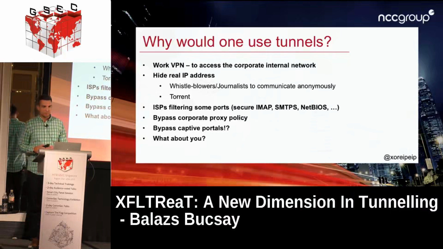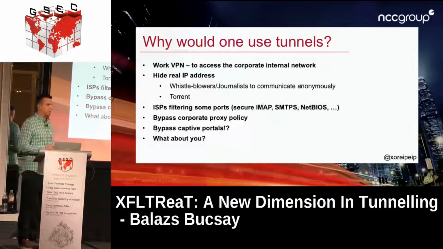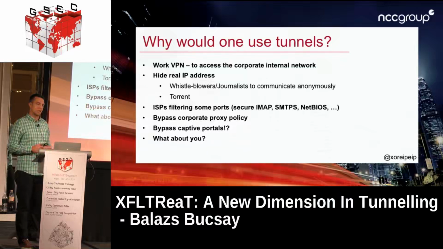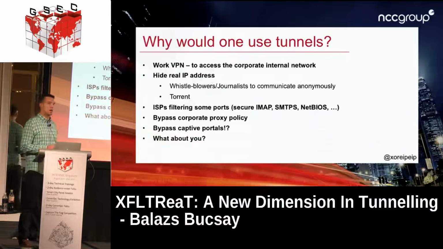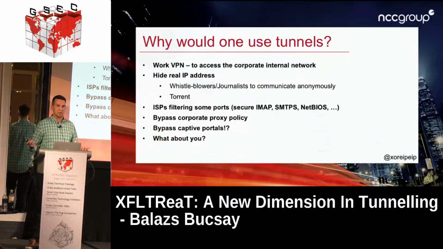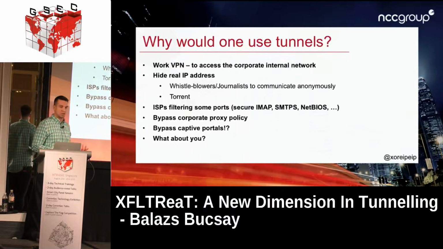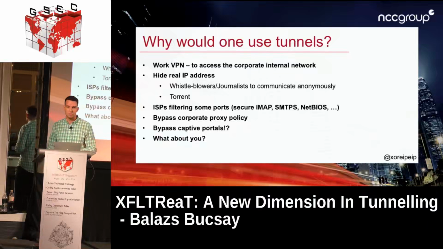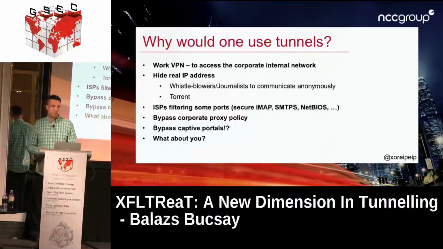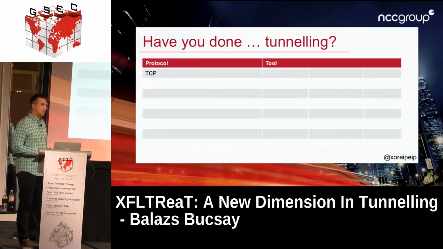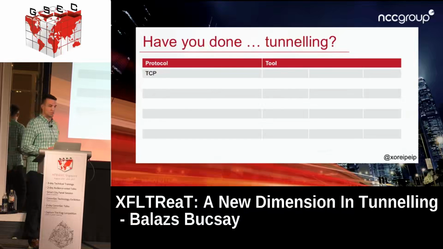I personally use VPNs for different reasons. For example, my ISP filtered different ports like SMTP and NetBIOS ports. So I use my VPN server to get unfiltered internet access and then connect to my SMTP server. But with tunneling, usually you can bypass corporate proxy policies or just get past the portals on airports and that kind of stuff. Probably there are more reasons why you could use VPNs, but that's about the summary.